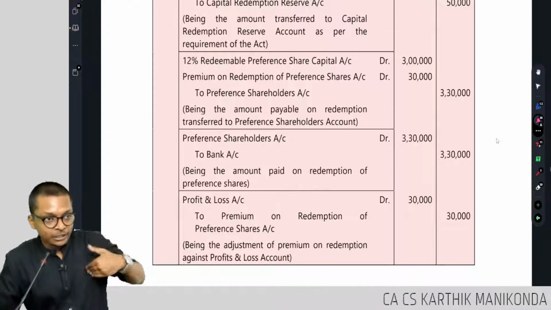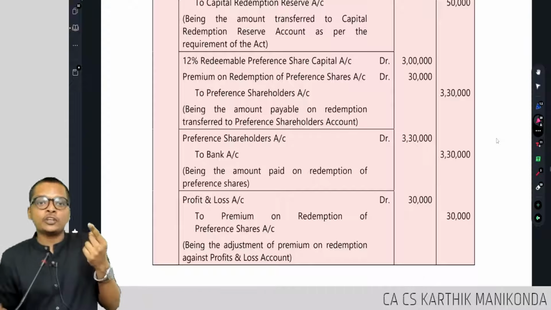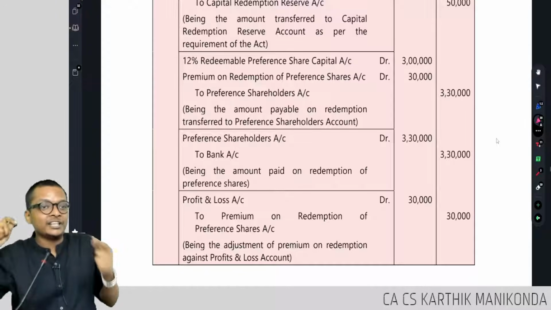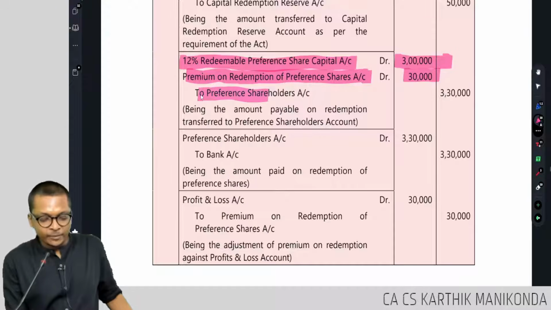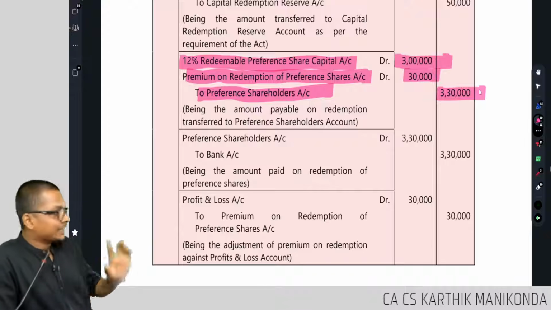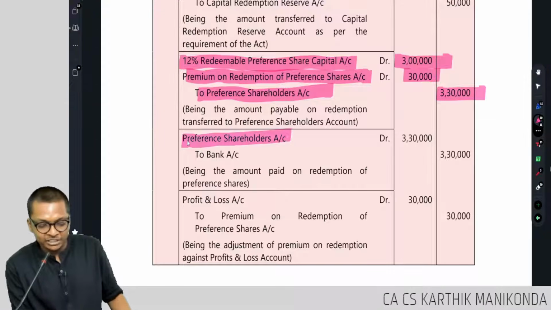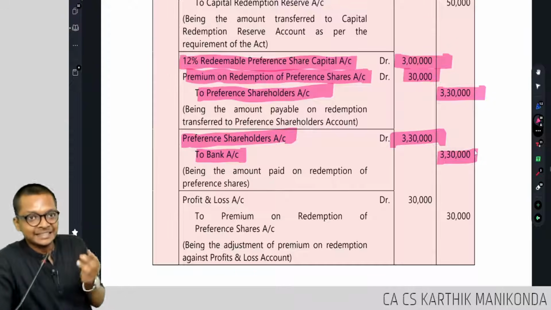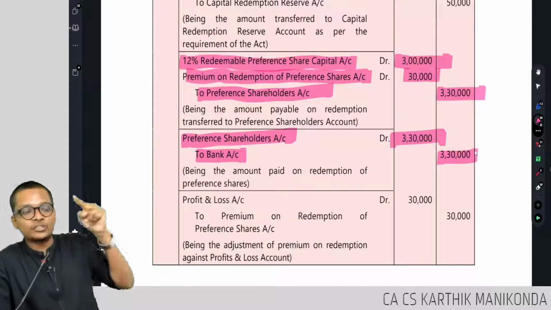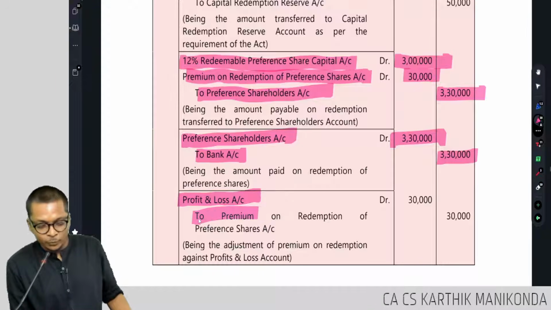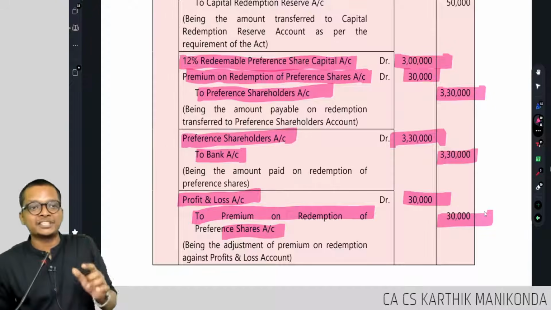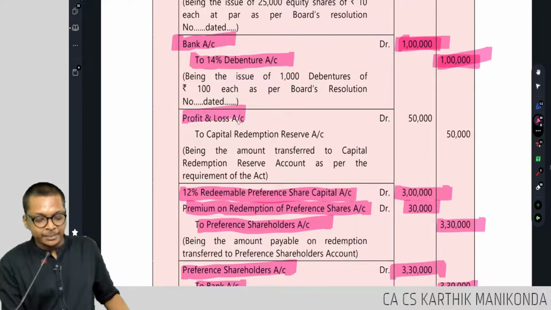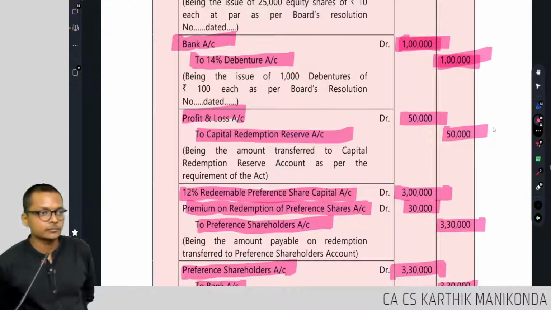Next, let's go in the order that we know. What is the first entry? Redemption of preference shares. Preference share capital account debit to preference shareholders. Preference share capital account debit 3 lakhs. Premium on redemption of preference shares 30,000 to preference shareholders 3,30,000. Next entry I told you is payment of preference shareholders to bank. How much? 3,30,000. Then in our flow, the third entry was transfer of premium to general reserve. P&L account debit to premium on redemption. How much? 30,000. And in our entries, last entry was transferring to CRR. How much, guys? 50,000. That is this entry. P&L to CRR 50,000. Are you guys following?